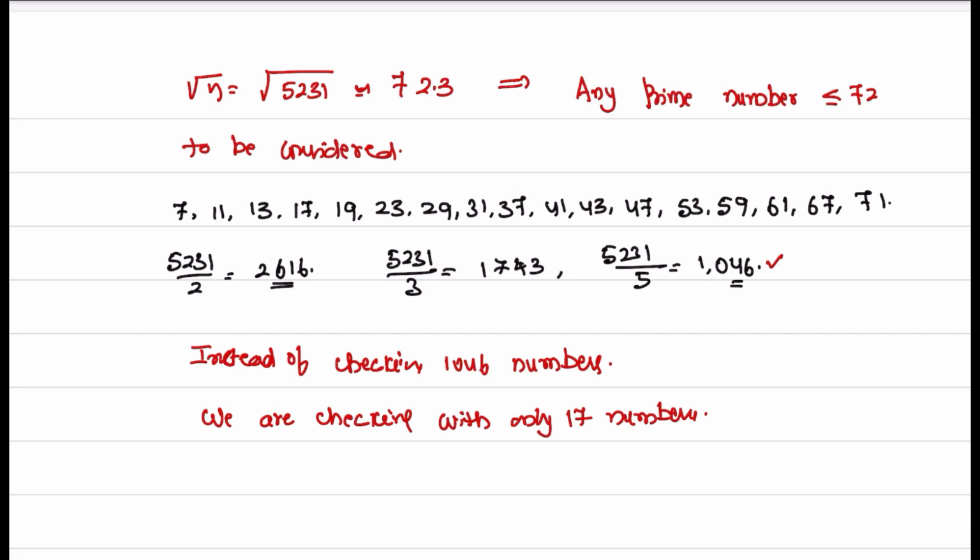Now, what are the numbers? 7, 11, 13, 23, all these numbers are there. These are very simple arithmetical calculations, a division. You have to see whether a remainder is there or not for the given number. And for 5231, let us see. For example, 7. I will do only one or two steps. Afterwards, the other steps you do as homework.